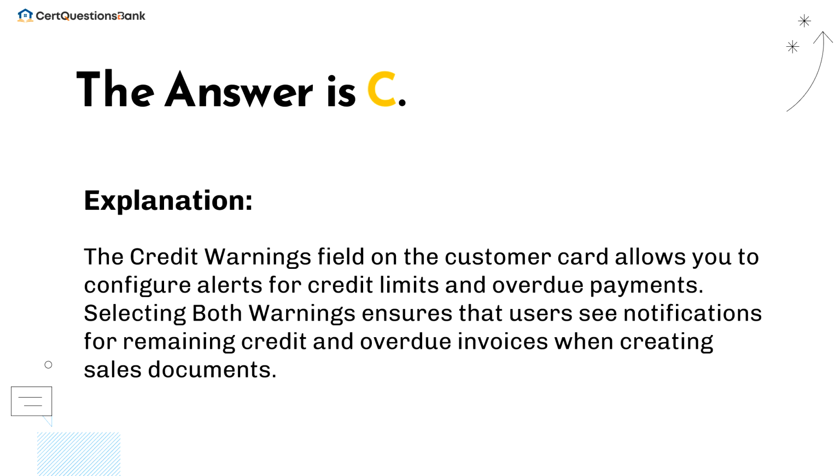The answer is C. The credit warnings field on the customer card allows you to configure alerts for credit limits and overdue payments. Selecting both warnings ensures that users see notifications for remaining credit and overdue invoices when creating sales documents.